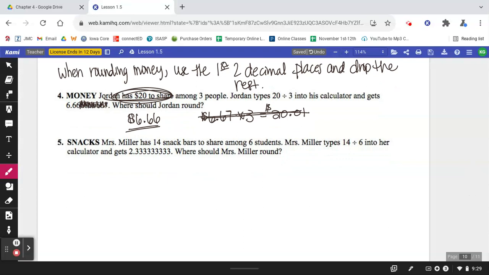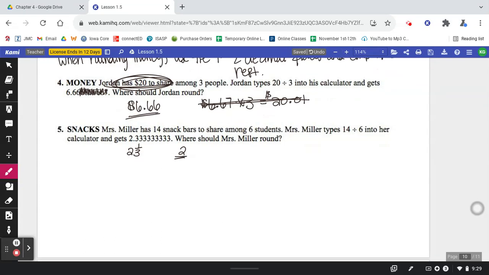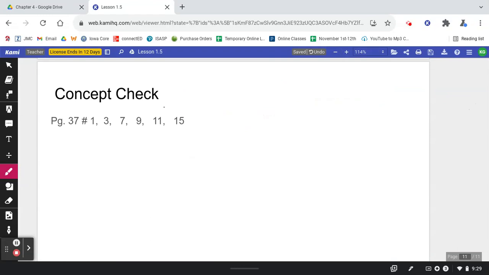Mrs. Miller has 14 snack bars to share among 6 students. Mrs. Miller types 14 divided by 6 into her calculator and gets 2.3 repeating. Where should Mrs. Miller round? Well, it depends kind of on this one, how accurate she is with her cutting. 2.3 repeating is 2 1/3. So if she's feeling pretty confident with her cutting, she could maybe cut each bar into a third. That would be okay. Otherwise, if you're not very accurate with cutting, I would say she should just give each person 2 whole snack bars. And there is your homework.